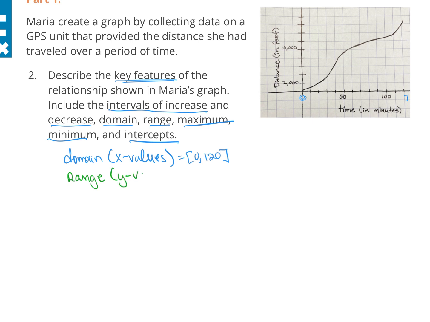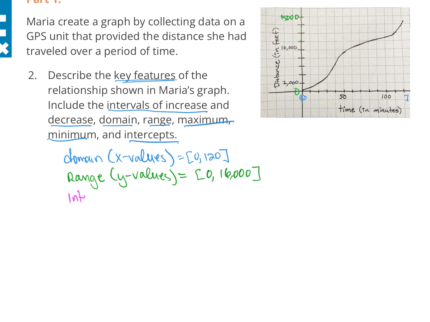Let's find our range. Range are all the Y values. Where do the Y values start? Well, they start at 0. And it goes up probably around 16,000, maybe 15,000, okay? That is our Y values because it goes all the way up. So 10, 1, 2, 3, 4, maybe 15,000.